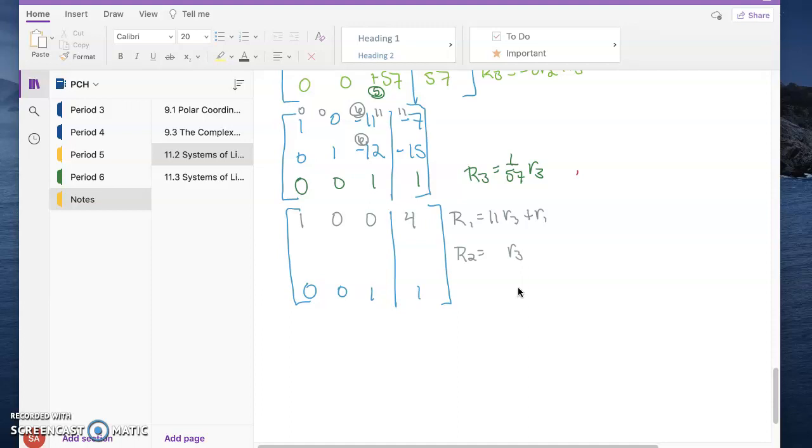And then my new row 2, I want to use the one that I just created, which is in row 3. I want to make the negative 12 above it a 0, so I'm going to multiply by positive 12 and add it to the old row 2. So I'm going to write row 3 times 12. That's row 3 times 12. And I'm going to combine those gray entries that are directly below row 2 with row 2.